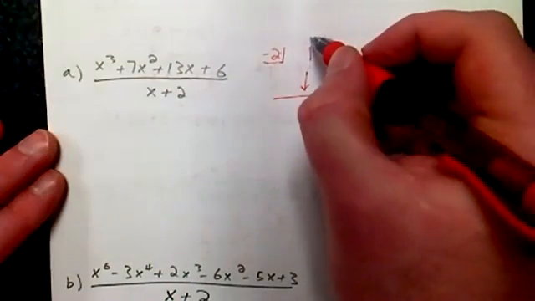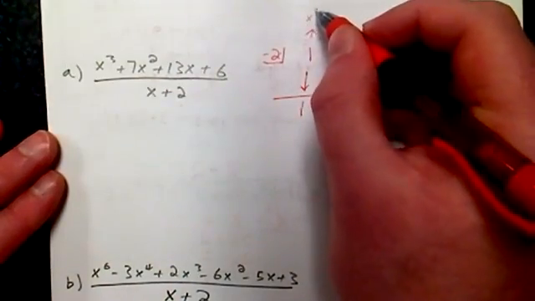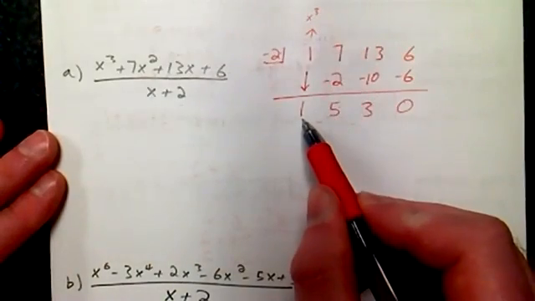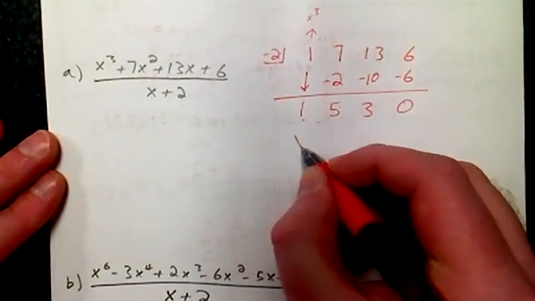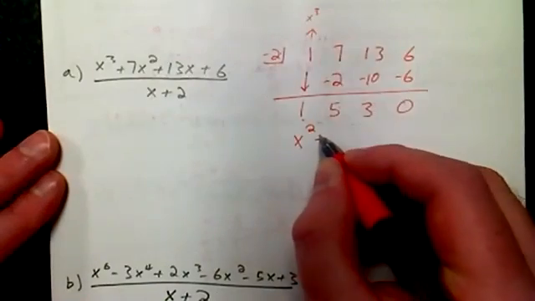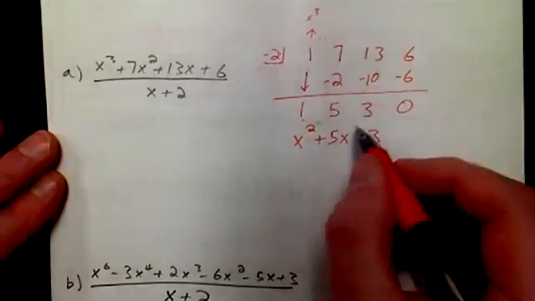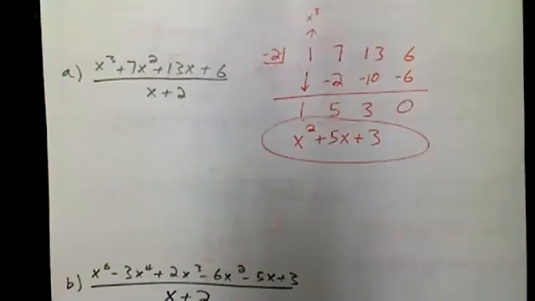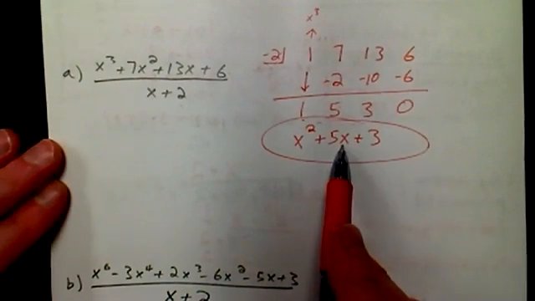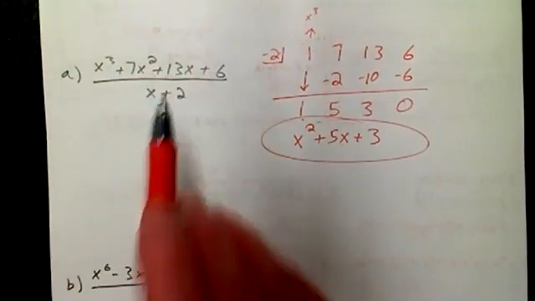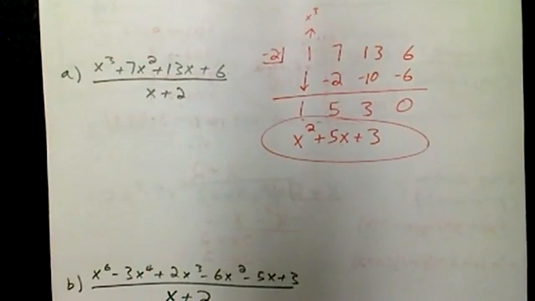So keep in mind, this represented the coefficient of my x cubed, but we drop it by 1 for our quotient. So this is now x squared plus 5x plus 3, no remainder. There's the answer to the division problem, okay? How would you verify it? Well, you could multiply this with the divisor, make sure you get that original dividend, okay?